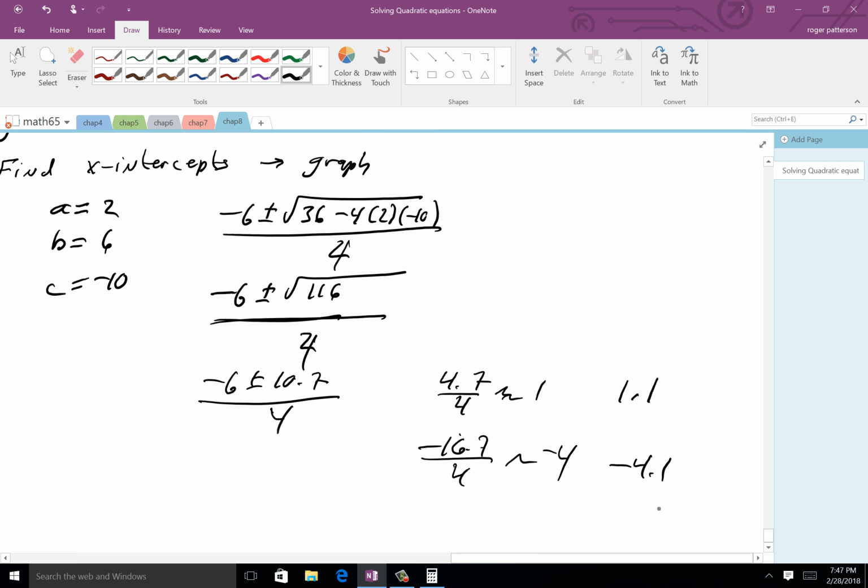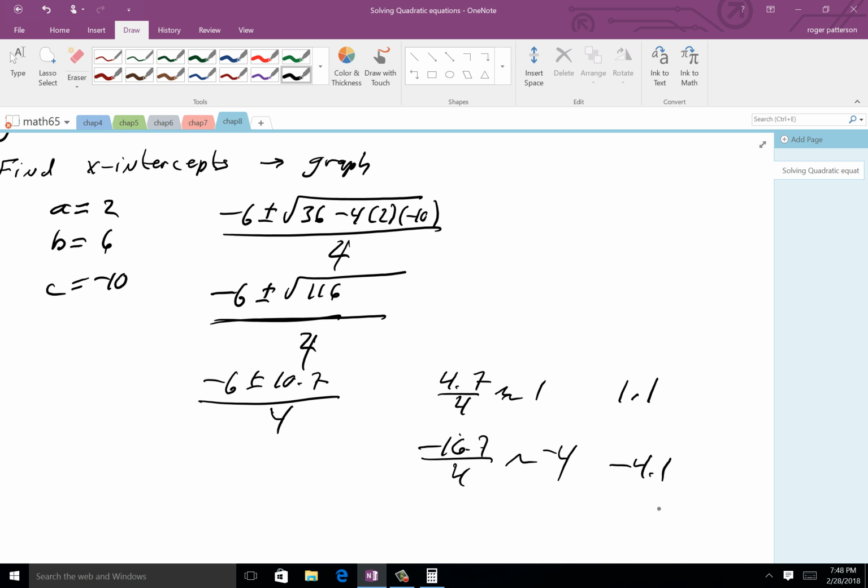All right, so see, it doesn't matter. I just went through and you see what I did. We got the square root of 116, about 10.7, and I just added and approximated them. I approximated them, but I probably would have graphed it anyway. So there's my x-intercepts. What else did I have to do?